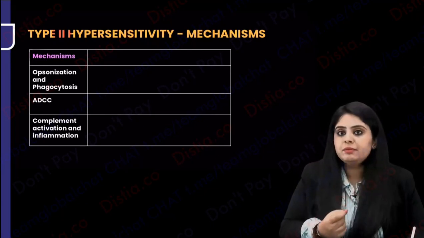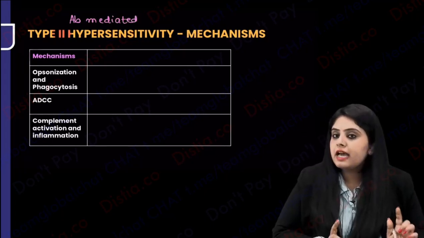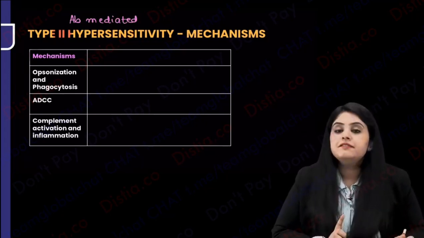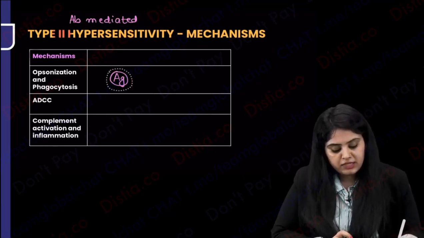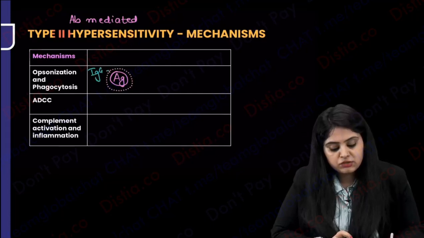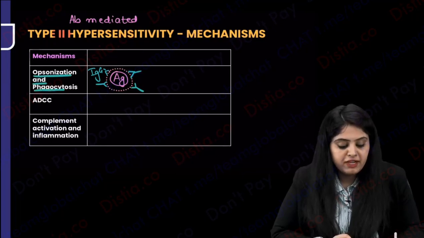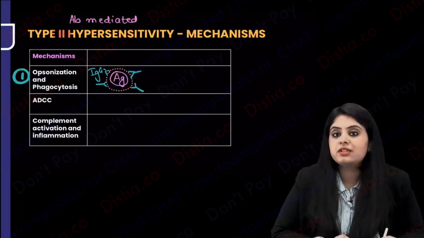See, type 2 hypersensitivity is also antibody mediated. So you will say, ma'am, wherever there is an antibody, there has to be an antigen. So there is an antigen-antibody reaction that is occurring. For example, if this is an antigen, which is the antibody which is going to come and opsonize it? Which is the best opsonin? IgG. So IgG is going to come and opsonize it like this. And if opsonization happens, what is going to happen? There is going to be phagocytosis. So what is the first mechanism of type 2 hypersensitivity? It is opsonization and phagocytosis.